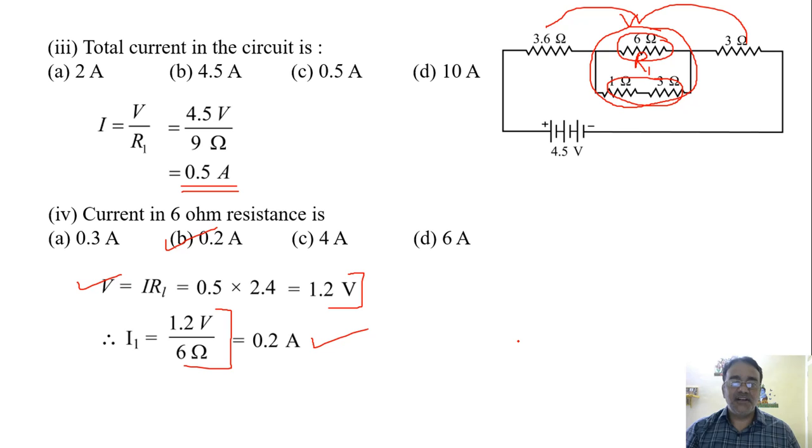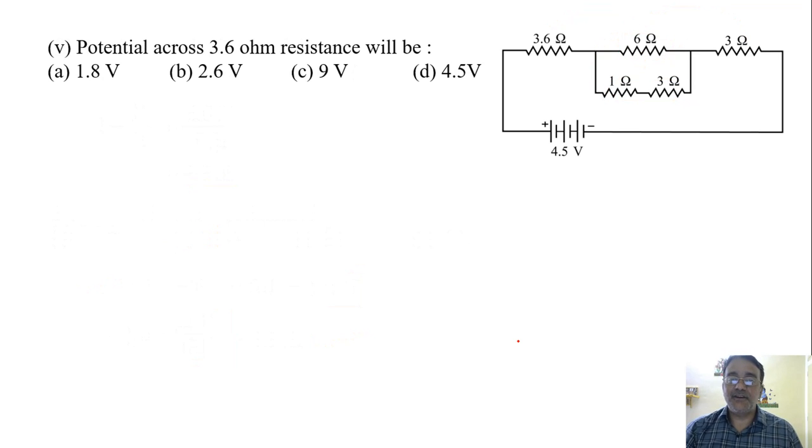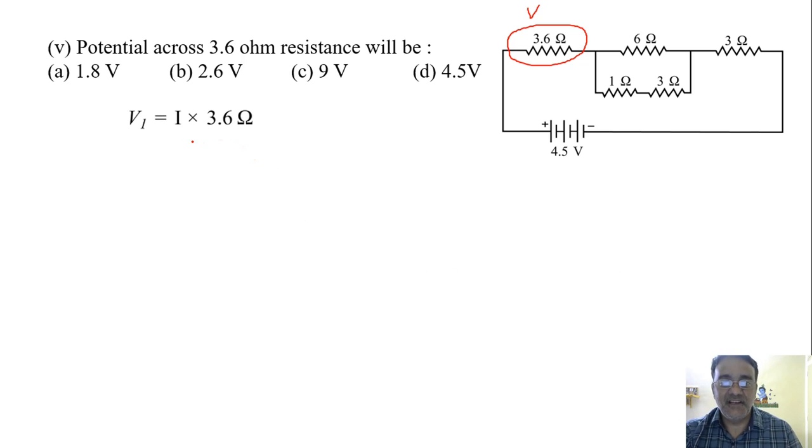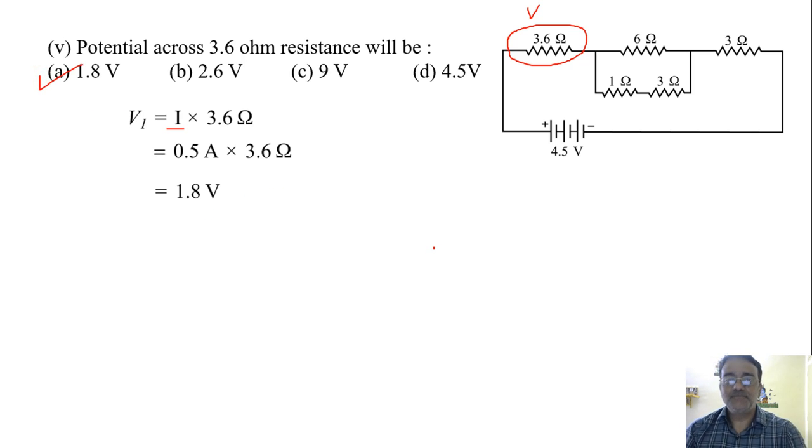So now we'll move towards the fifth one, potential across 3.6 ohm resistance. We have to find how much voltage is across it. Since it is connected in series, the voltage divides. So again we'll use the formula V is equals to I into this resistance, 3.6, and I we got 0.5. So 0.5 into 3.6 will get 1.8 volt. So the correct option is A. Okay, so this is the case study question number 5.